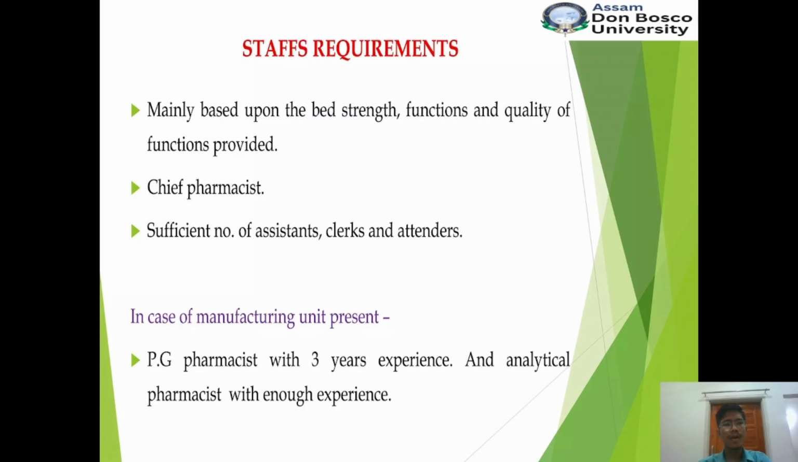Then staff requirements. The staff requirements are mainly based upon the bed strength, function and quality of function provided. There should be one chief pharmacist. Then there should be a sufficient number of assistants, clerks and attenders. In case a manufacturing unit is present in the hospital pharmacy, a postgraduate pharmacist with 3 years of experience and an analytical pharmacist with enough experience are required.